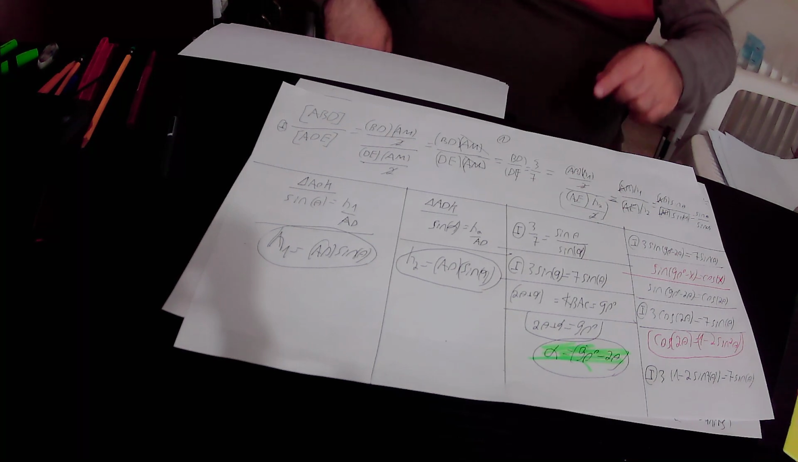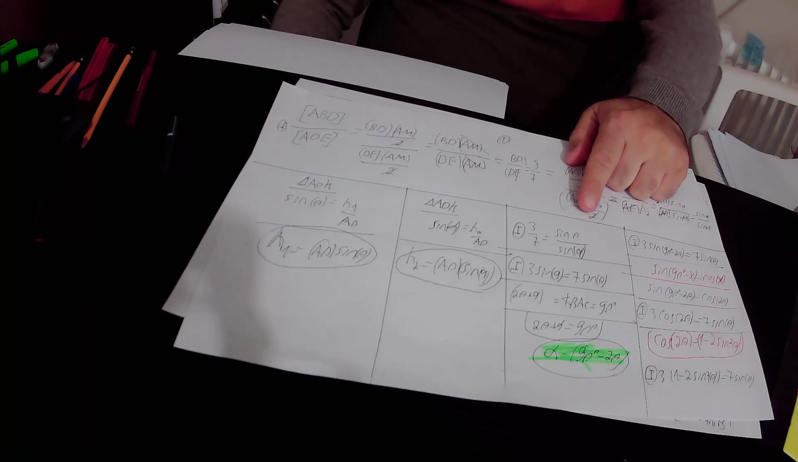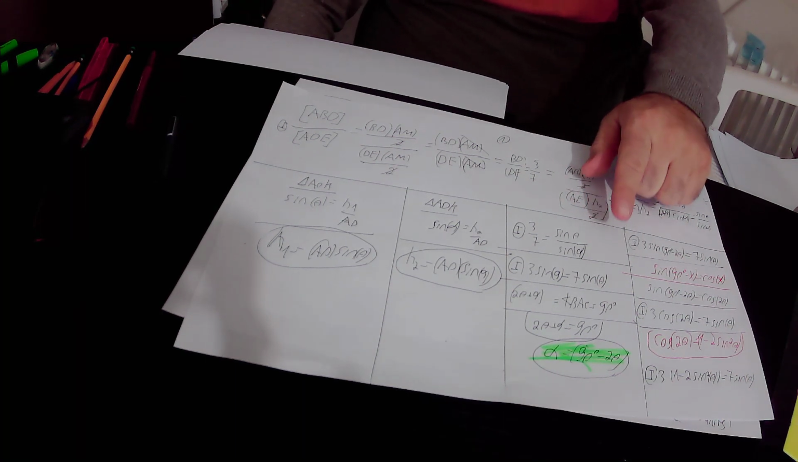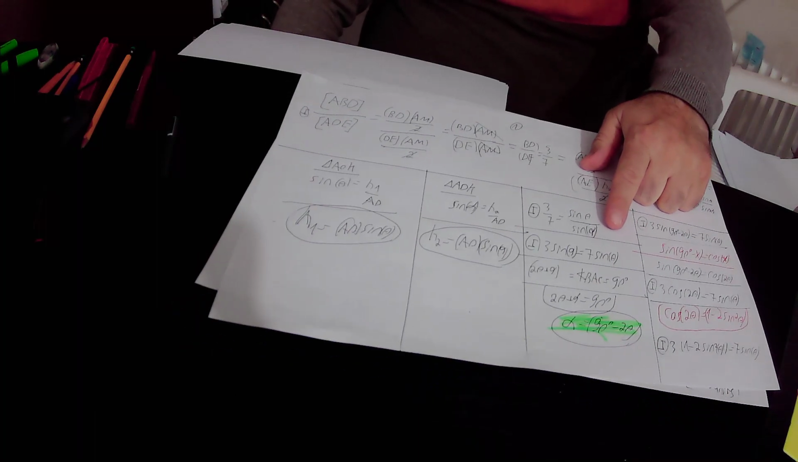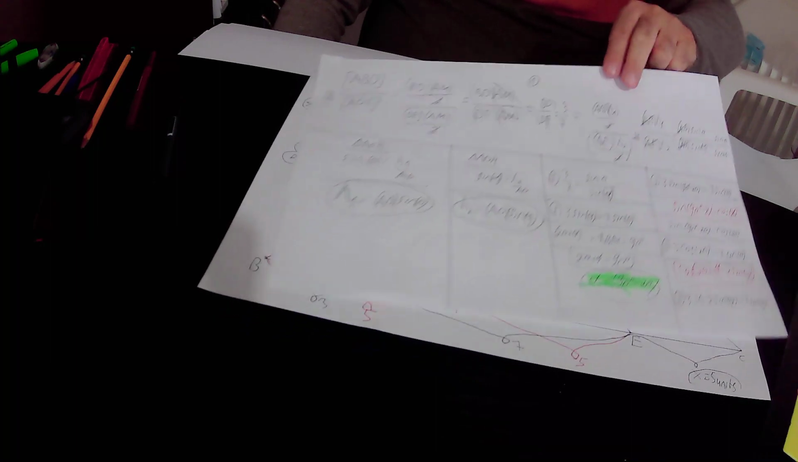Then, because we multiplied equation number 1, we found out that according to equation number 1, 3 times sine alpha equals 7 times sine theta. Then we found out the value of alpha. What is the value of alpha?